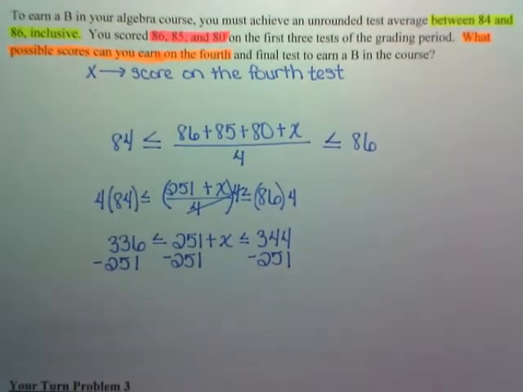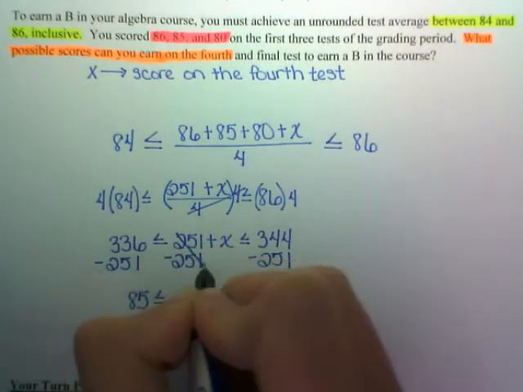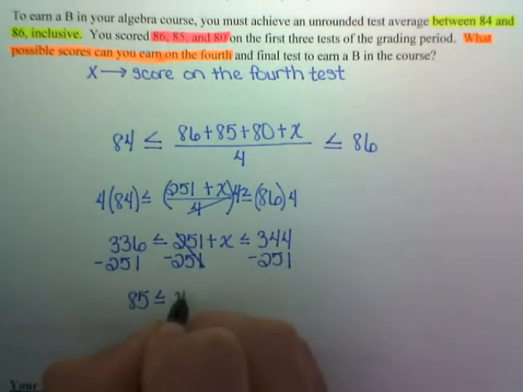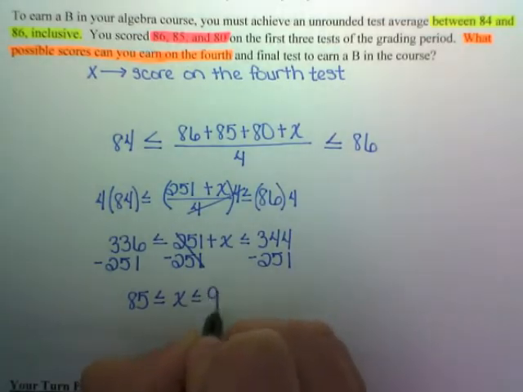Alright, so what is 336 minus 251? Well, that's an 85. Less than or equal to, now this is our 0, that's why we do the inverse, so I'm left with that positive x there in the middle. Less than or equal to 344 minus 251 is a 93.